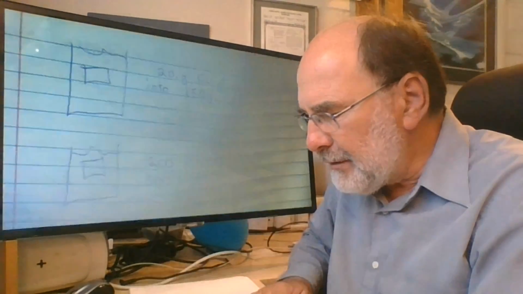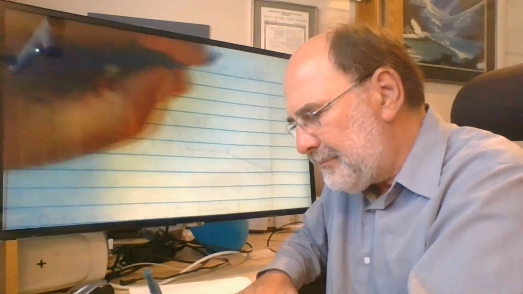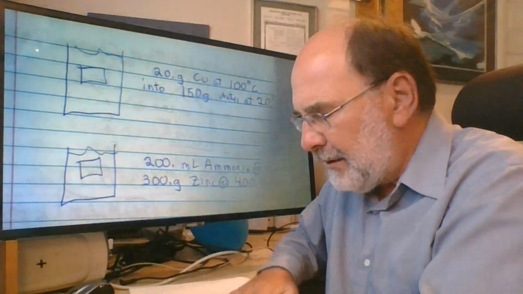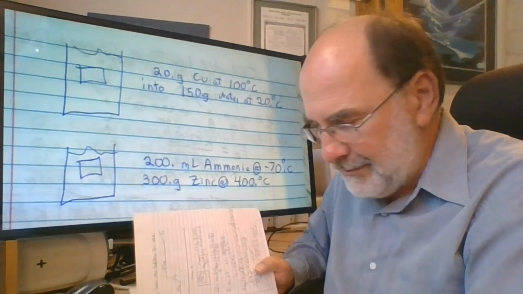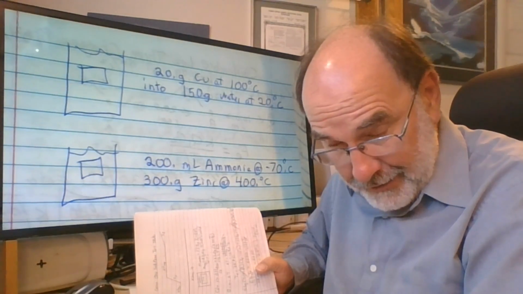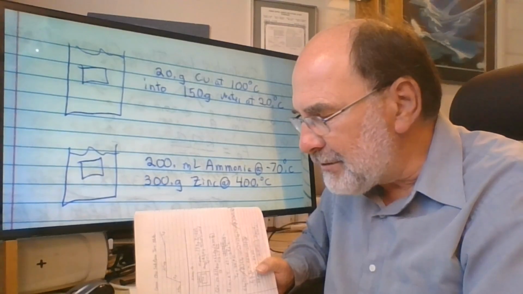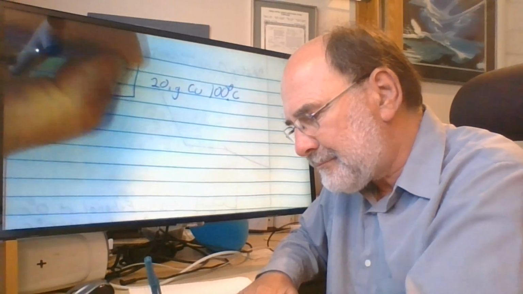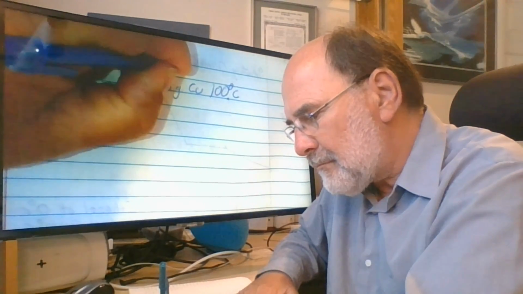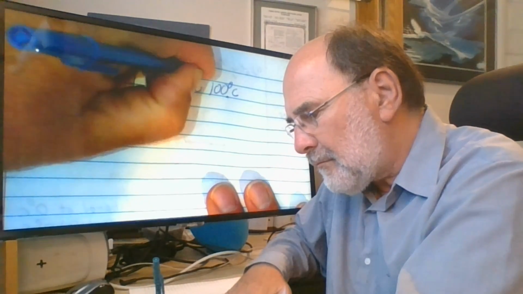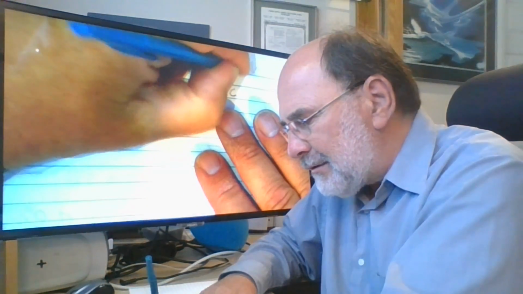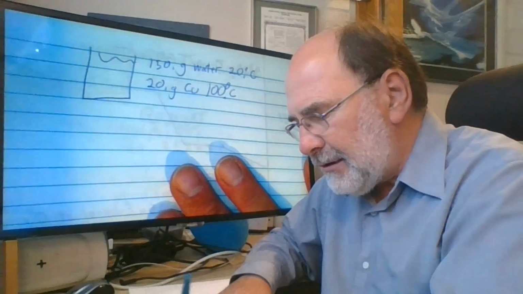Okay, so suppose I have 20 grams of copper at 100 degrees C. It was just faster than you staring at me as I think of random numbers. And I put it into 150 grams of water. And the water is initially at 20 degrees C. These particular values are not entirely random.